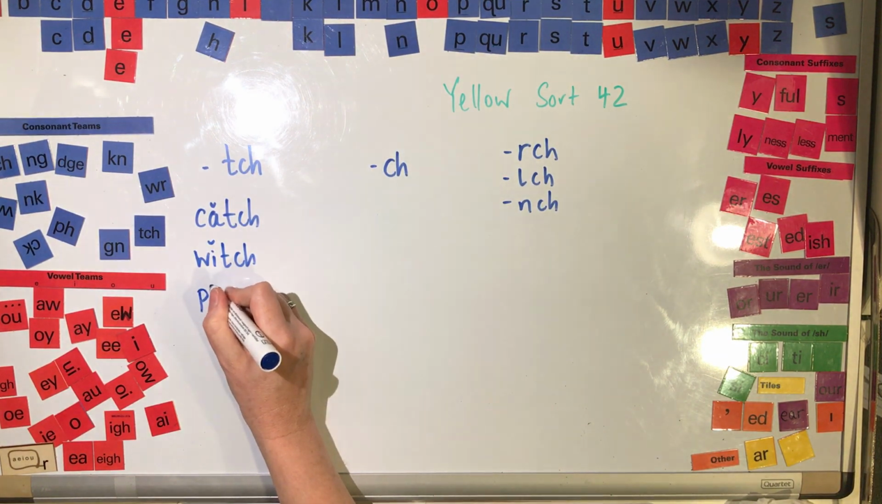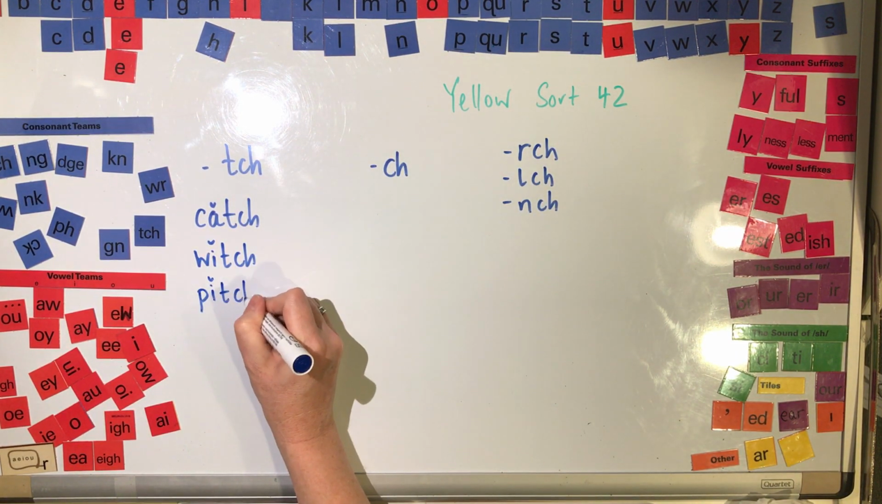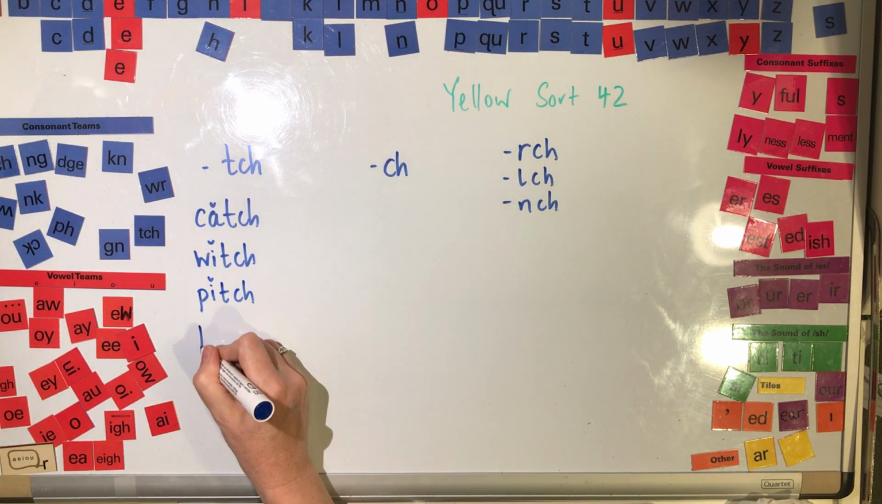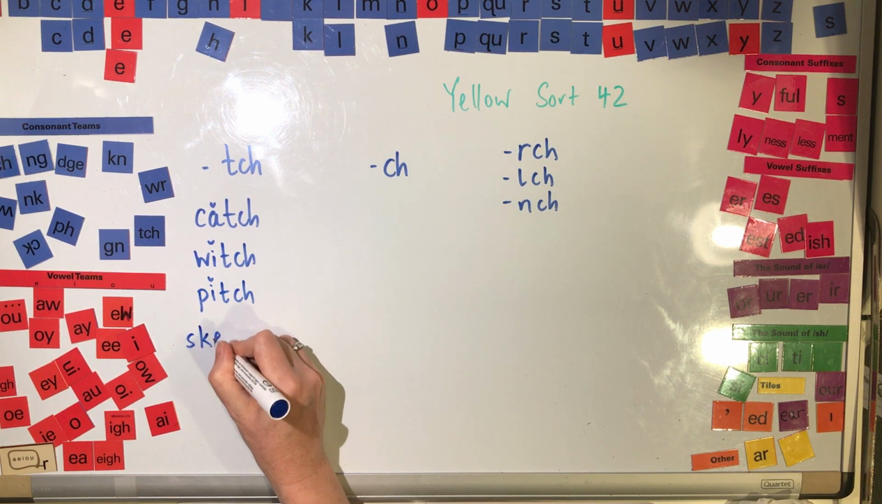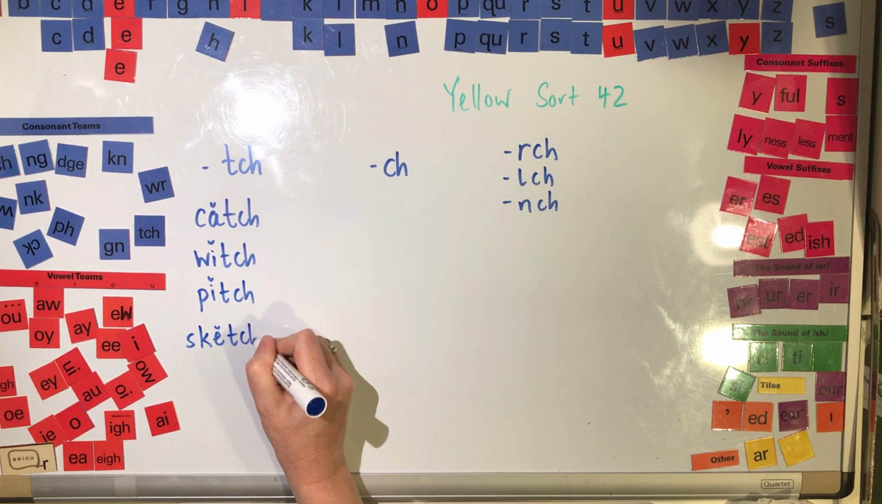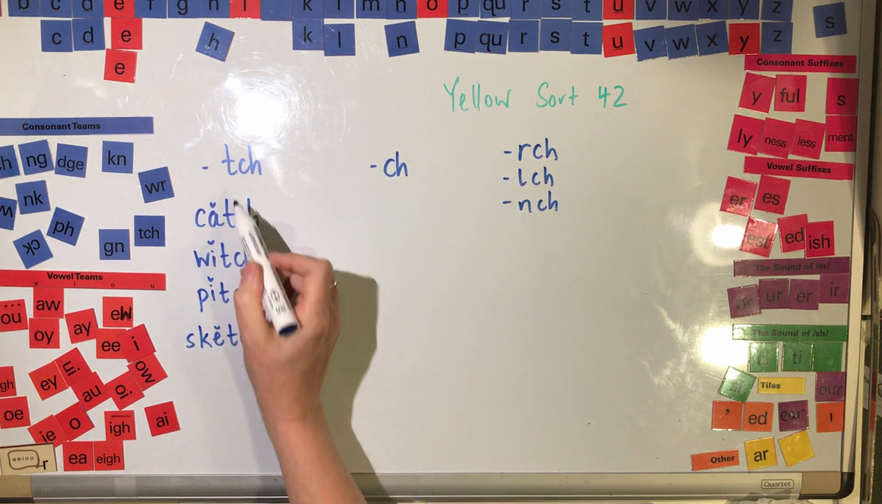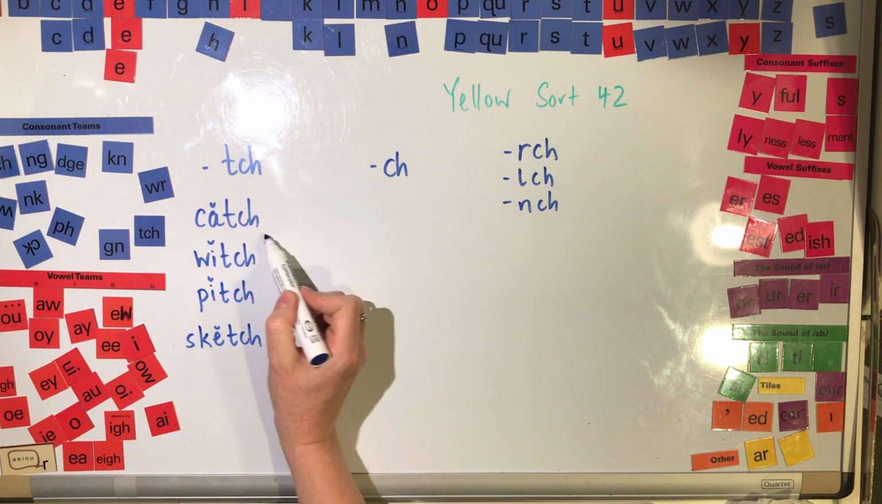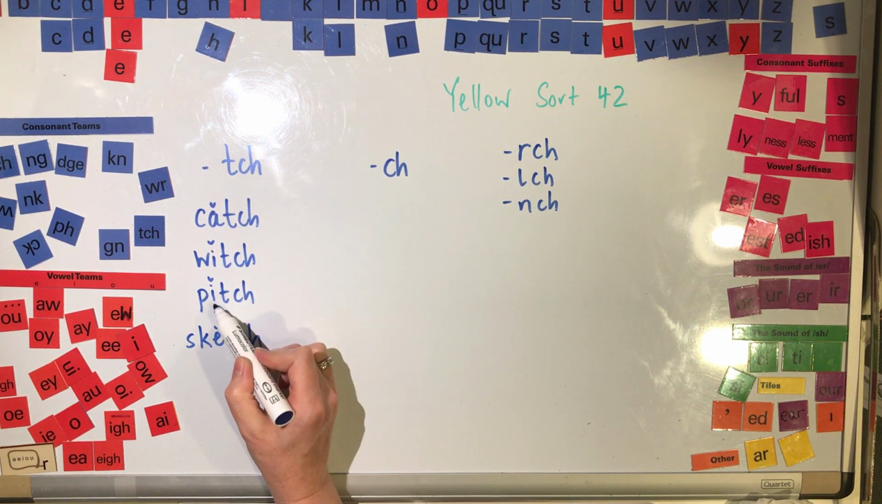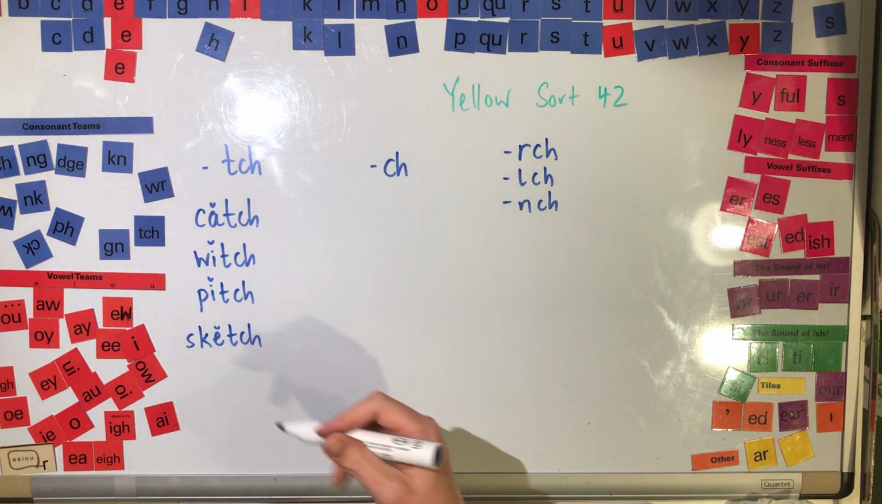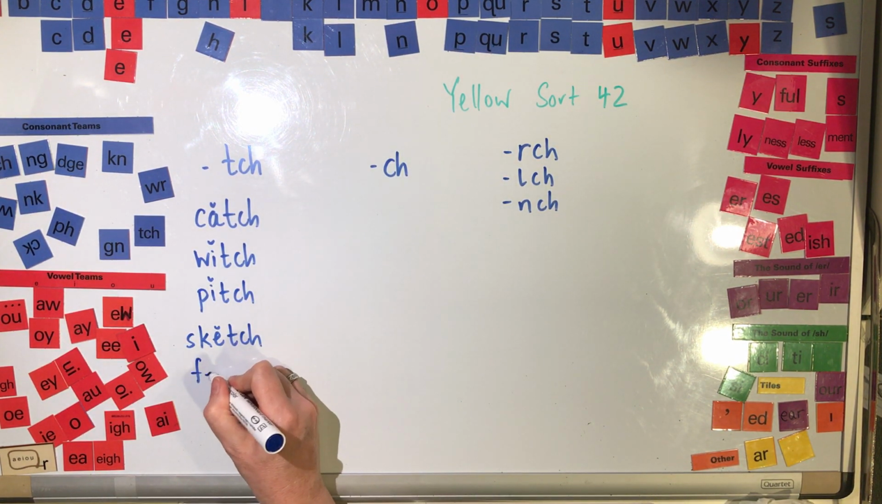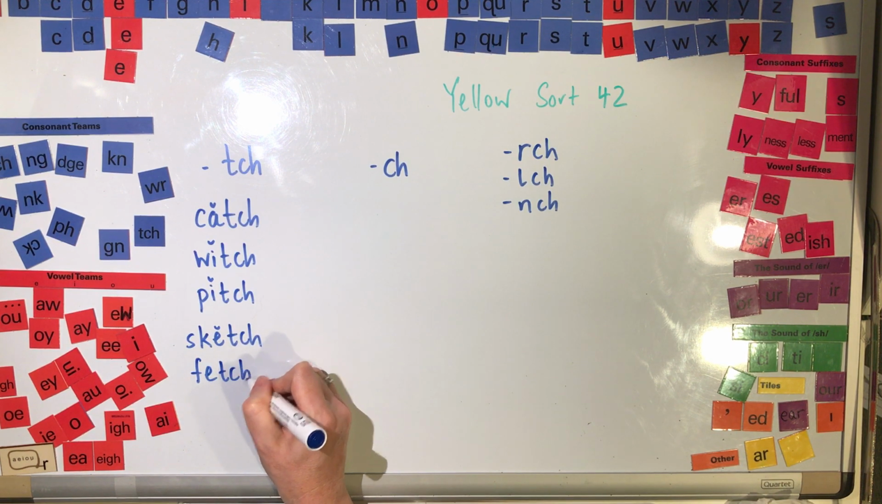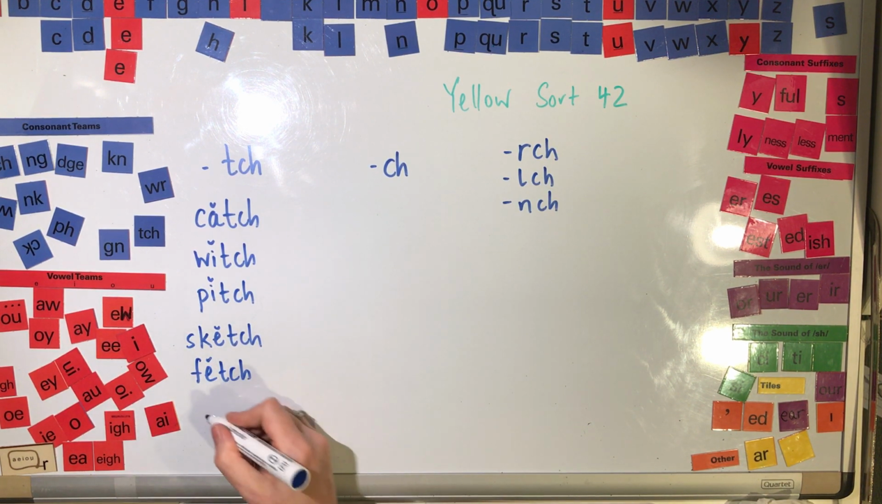Pitch, that can be the angle that your roof is on, or it can be pitch a ball at someone. Sketch, sketch. So we see all these short vowels are followed by a T, so we know we use TCH. I, TCH, I, TCH, TCH. Get the idea. We've got fetch, it's a short vowel, so I do it their way.